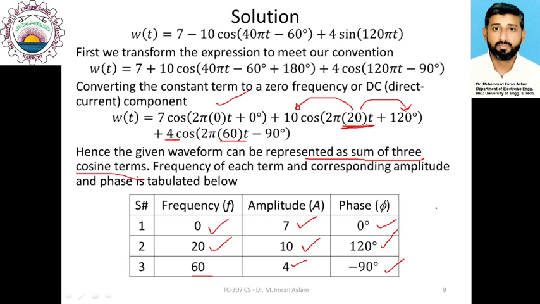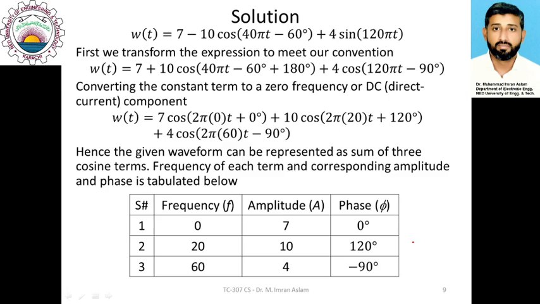At this point, I want to clarify that phase can take any value, positive or negative. Amplitude cannot take negative values, but phase can take negative values as well, like shown here in the third case, which has a negative value of minus 90 degrees. So after identifying each of the frequencies which are present in the signal and the corresponding amplitude and phases, we are now ready to plot the spectrum.